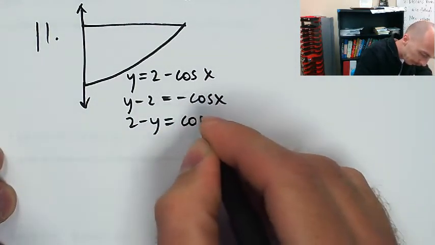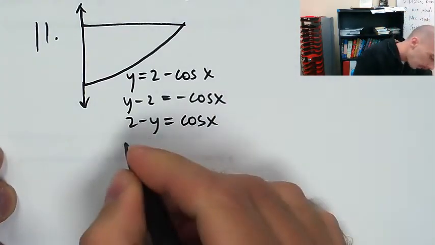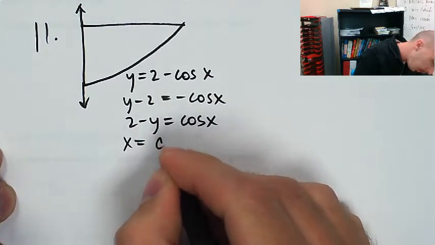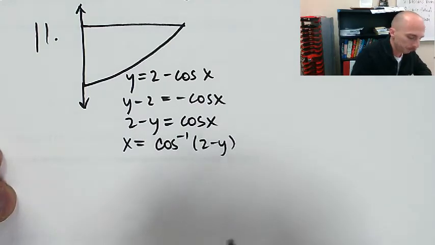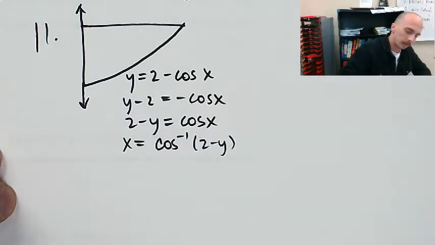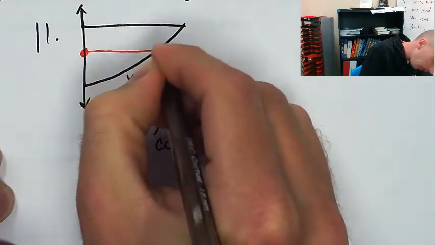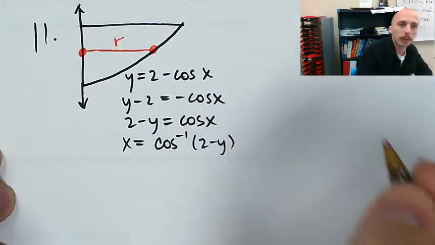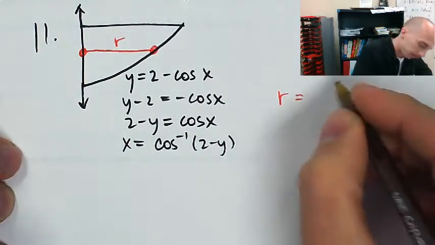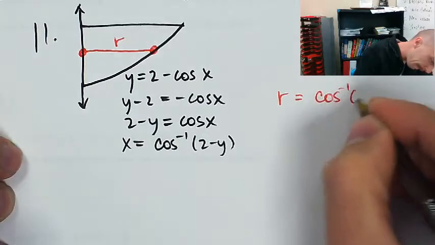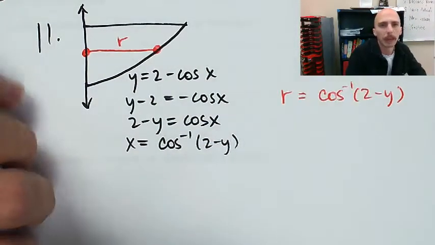And if I'm going to solve for x, I'm going to take inverse cosine on both sides. So x equals inverse cosine of 2 minus y. And so that's on the right. On the left, I have the y-axis, so that's x equals 0. And so my radius is going to be right minus left, but left is the y-axis, that's x equals 0, so it's going to be that.